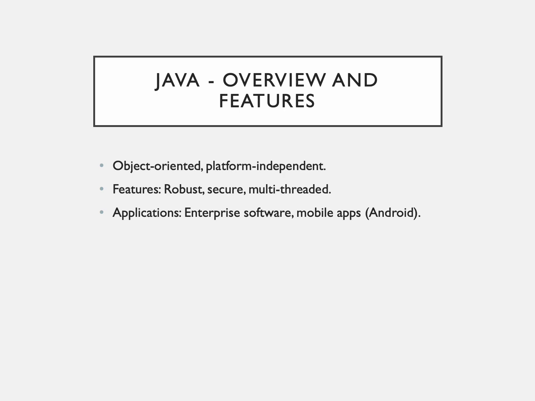Then mobile applications. Java is the primary language for Android app development. Tools like Android Studio make it easy for developers to create mobile applications, ensuring compatibility with the Android operating system.